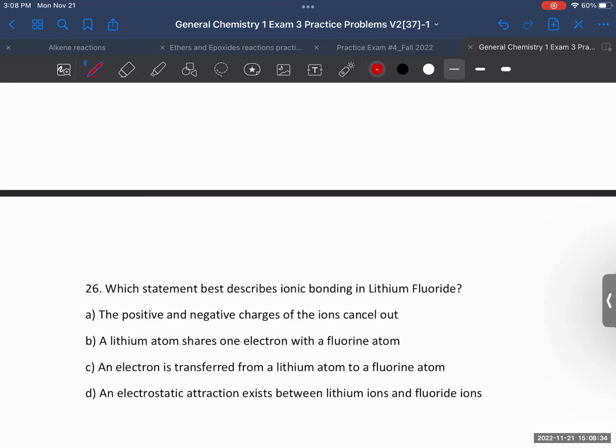All right, question 26. Which statement best describes ionic bonding in lithium fluoride? This is interesting. Okay, if there's an exception, I got it wrong. That's what I'm thinking: an electron is transferred from lithium to the fluoride. D, for sure, it's D. Because we did an assignment about this, right? And I said the transferring was wrong, and it's actually the electrostatic attraction.